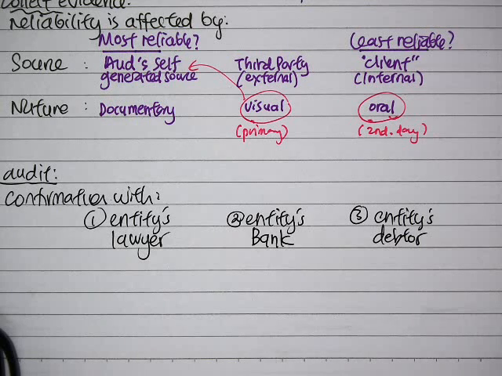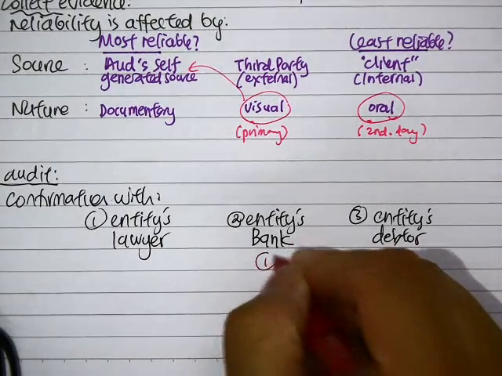Okay, friends, look at these three guys over here. They are all external. My client has a lawyer. My client has a banker. My client has a debtor. And now as an auditor, I need to write to each of them and ask them something so that they reply back to me. So now the question is, who do you trust the most? Come on lah. Bank, okay? You trust the bank the most. So you're going to put bank number one.